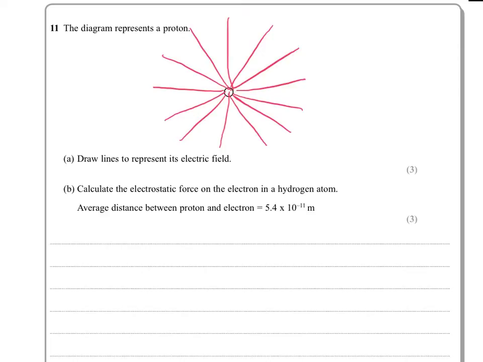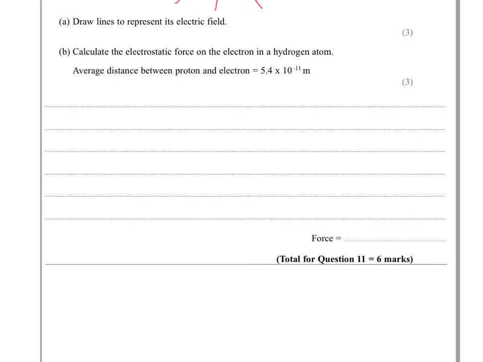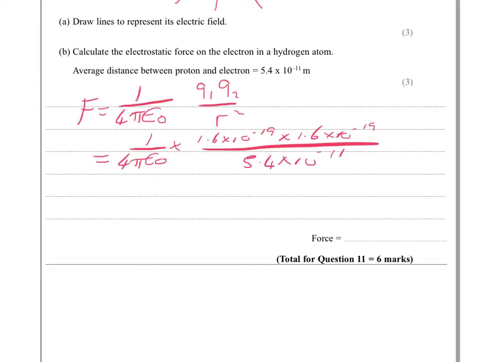Don't forget that. So now they want us to calculate the electrostatic force on the electron in a hydrogen atom if the average distance between the proton and the electron is 5.4 times 10 to the minus 11. Well, this is going to be Coulomb's law. So that's your calculation. And that's your answer.